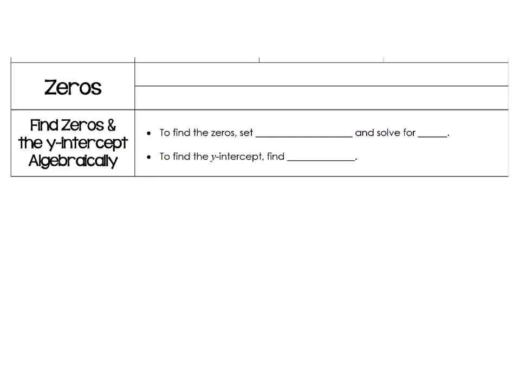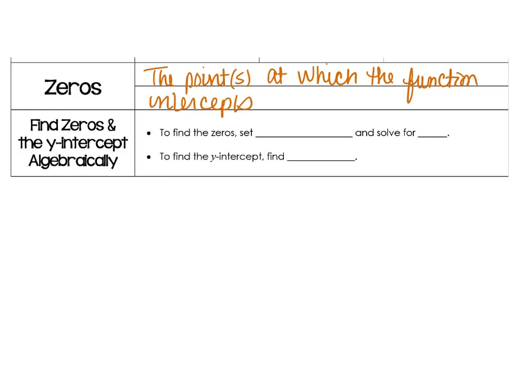Okay, the next part, we do have some vocabulary here, and it is asking us to define the zeros of a function. The zeros would be the point or points at which the function intercepts the x-axis, and that is always talking about the x-axis.